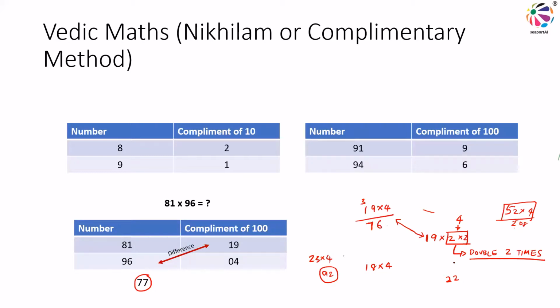Sir, I didn't get it. No. 52 into 4 can be written as 52 into 2 into 2. What I do is, now 52 into 2, I am doubling it. This is 104. Now I need to multiply this by 2. This is double of that. This is how much? 208. Okay. Clear?